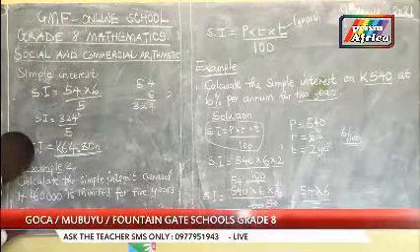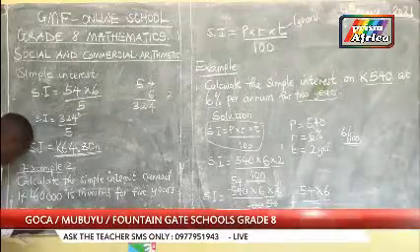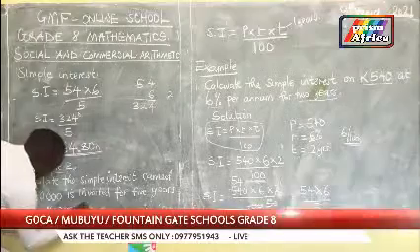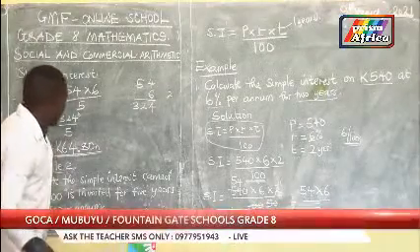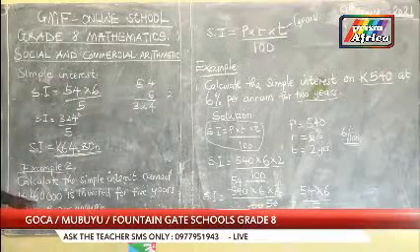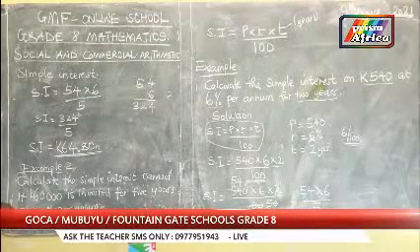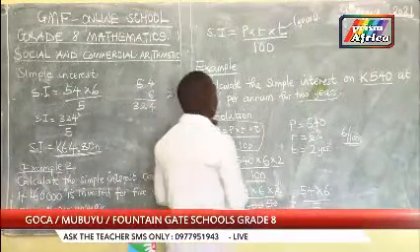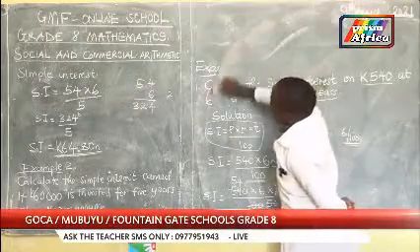At 15% per annum. So calculate the simple interest if 60,000 kwacha is invested for 5 years at a 15% rate per annum. So for this question, let me just review it.